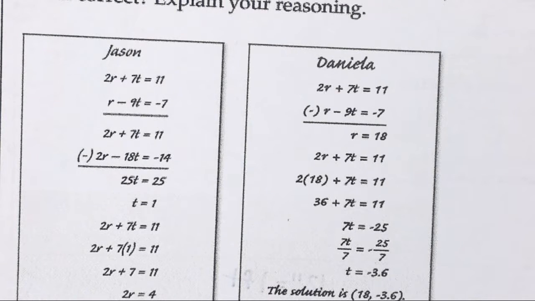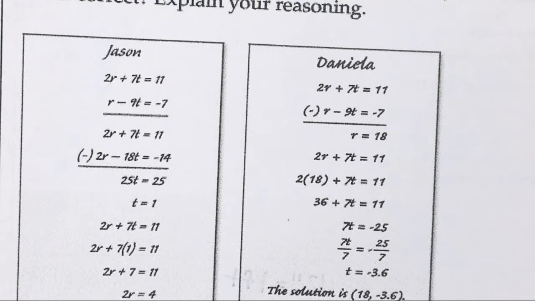And then 2R minus R would be positive R. But I thought 7 minus 9T would be positive 16T. Even if we ignore that, how did the T's cancel out? I guess that's what I would put on my paper. Yeah, that's what I would focus on. How did she cancel out the T's?